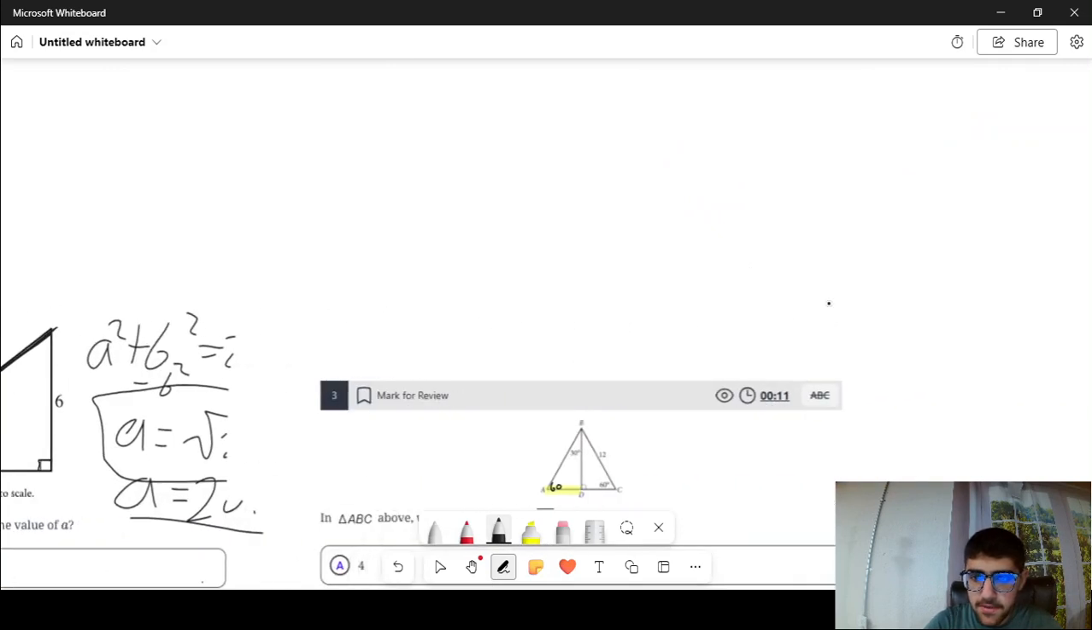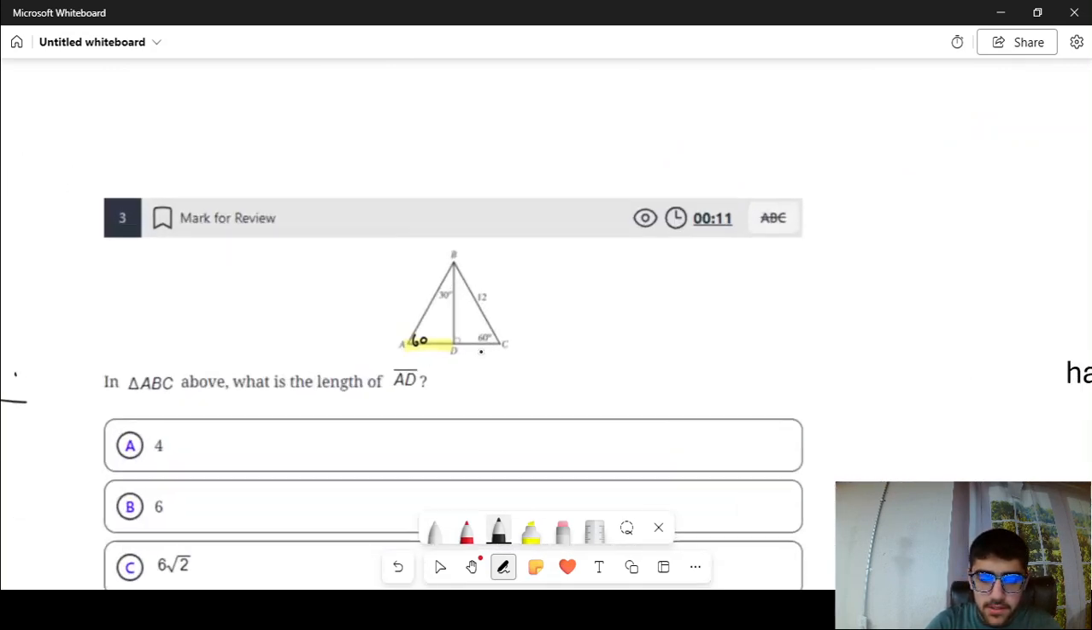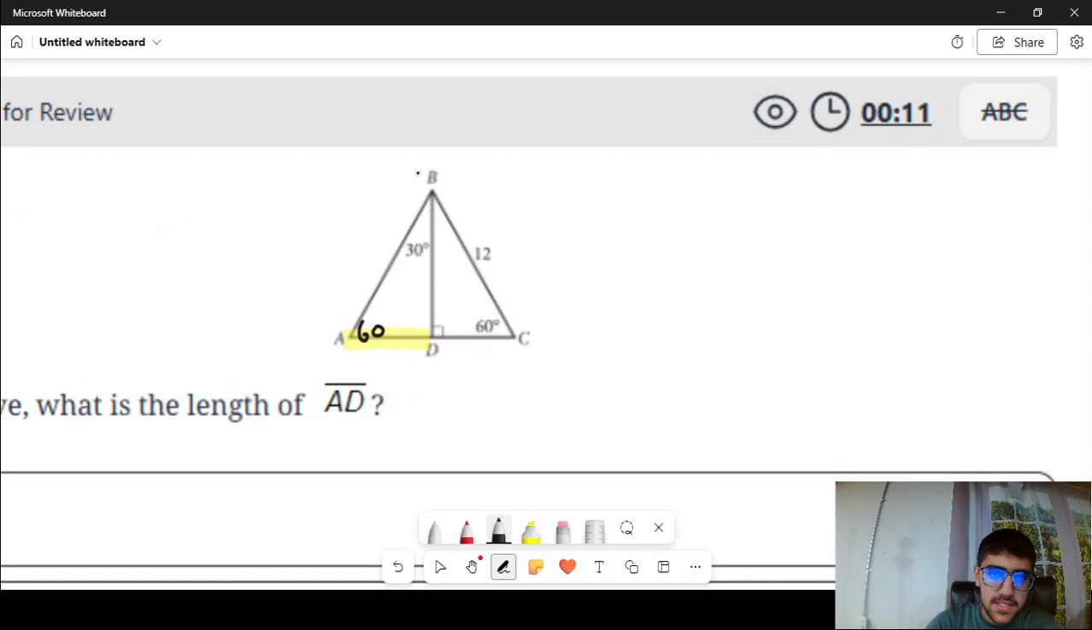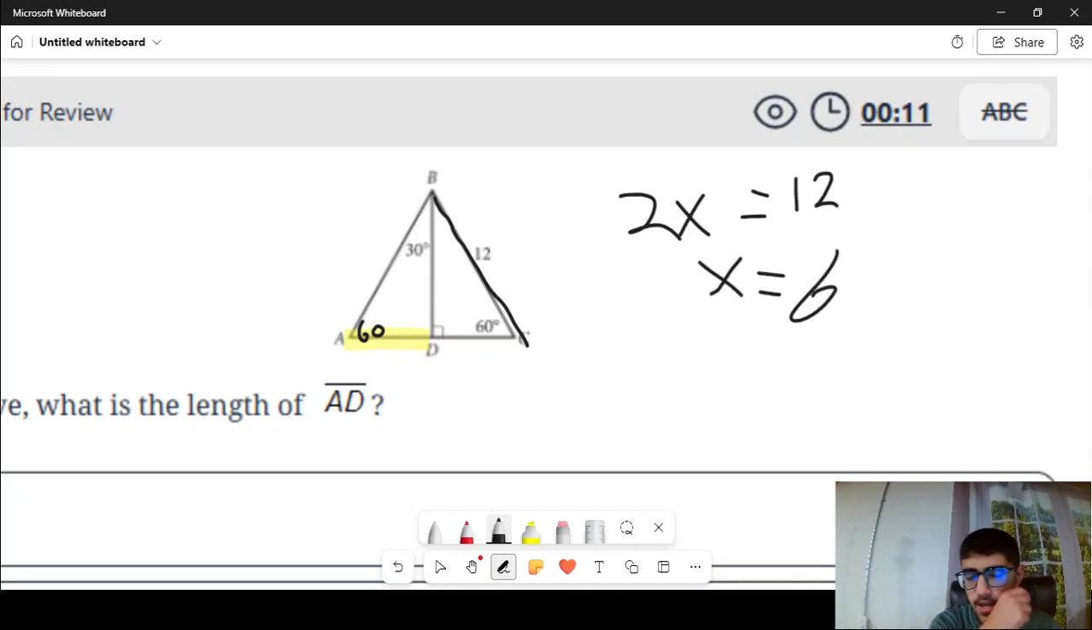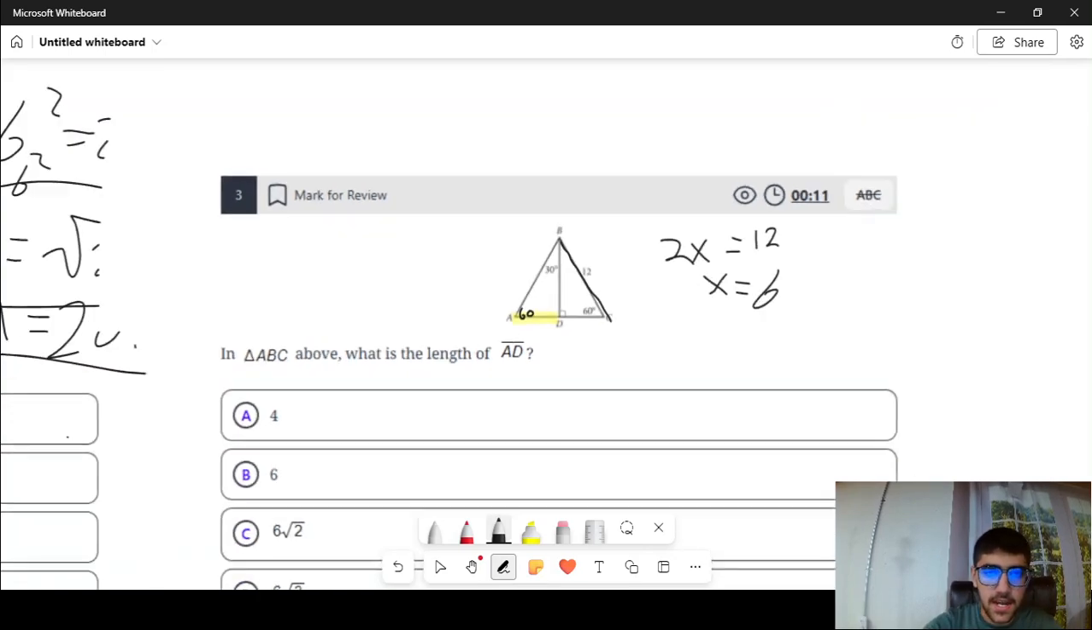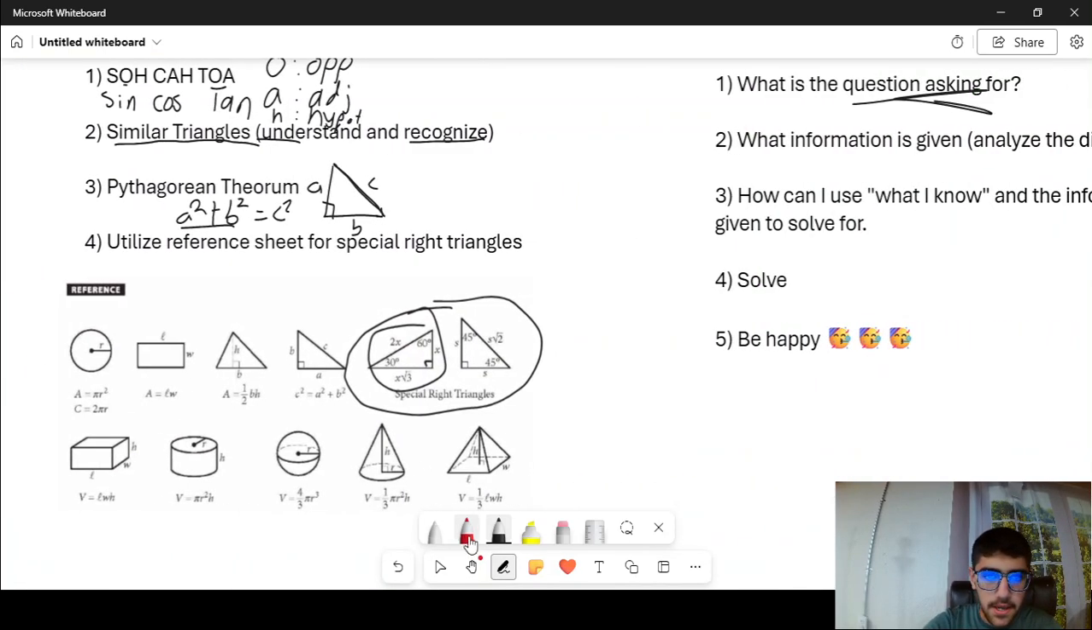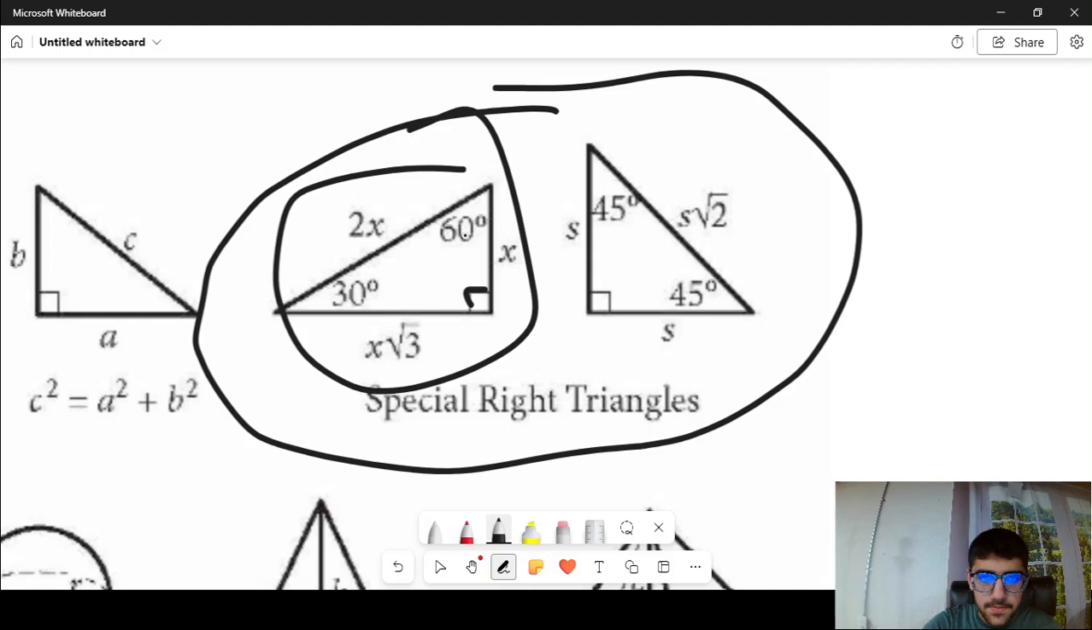So what is the number that's given? They gave us one of them. They gave us the side length of 12, and that's between 60 and 30. So that means that 2x, because it's the hypotenuse, is equal to 12. So that means that x is equal to 6. And then we want to find the one between 60 and 90. So we go back to the special right triangle, and between 60 and 90, it tells us that it's just x.